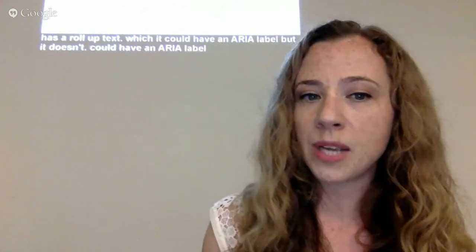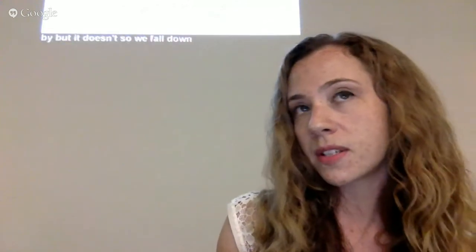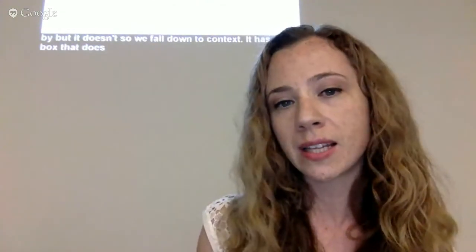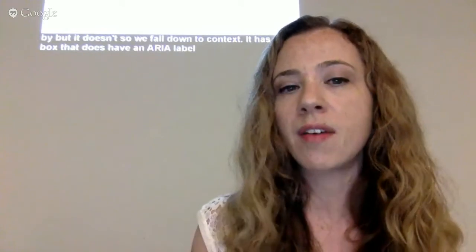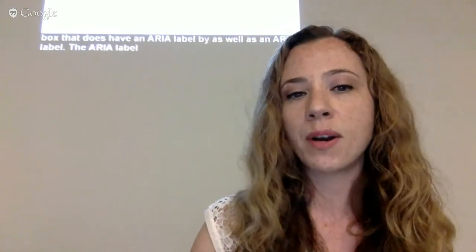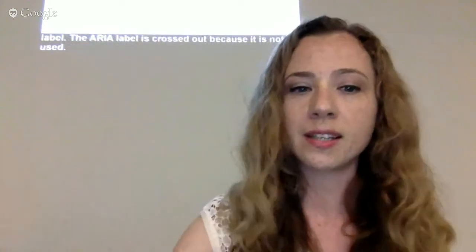Similarly, we have a text box. So this is probably like an input type equals text or something that does have an aria-labelledby as well as an aria-label. The aria-label is crossed out because it's not used. The aria-labelledby, we have one element that you can click and go to the element, just like in the extension.